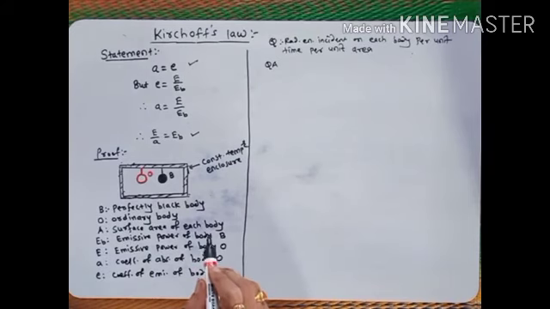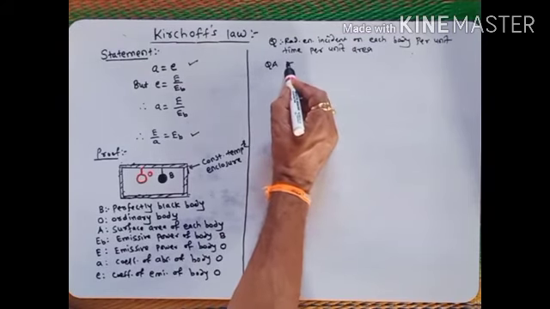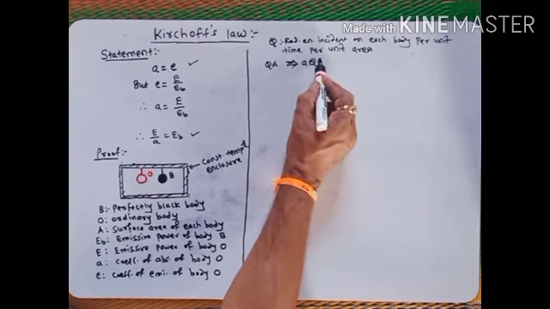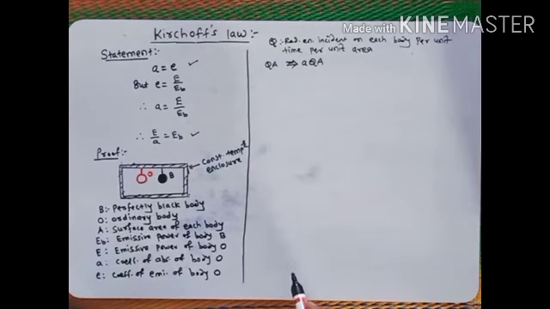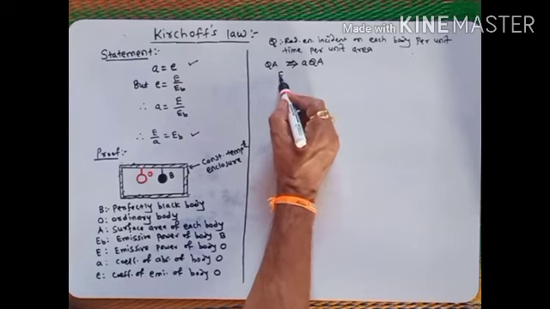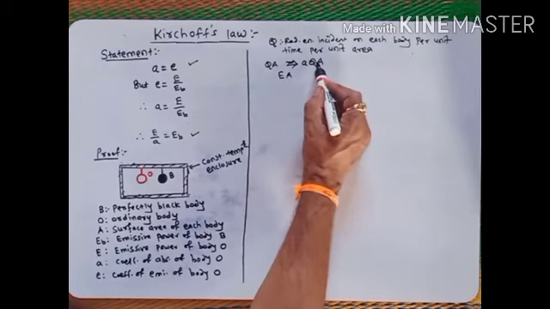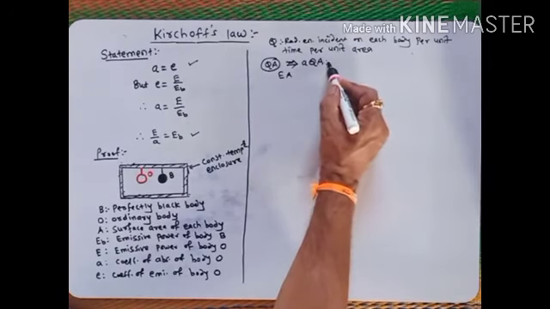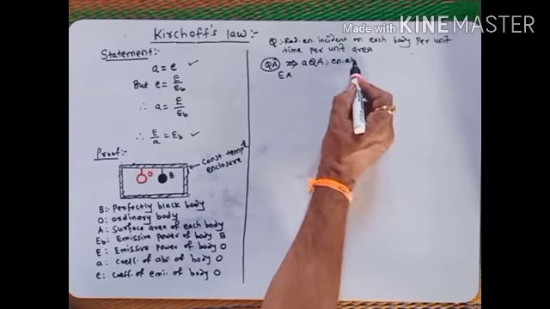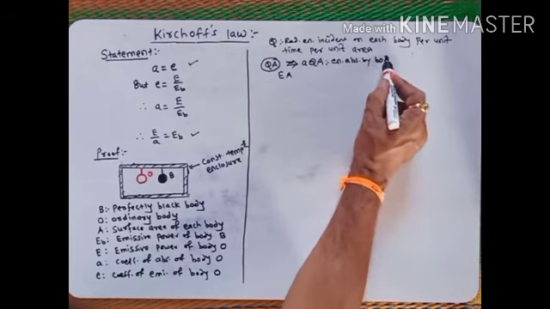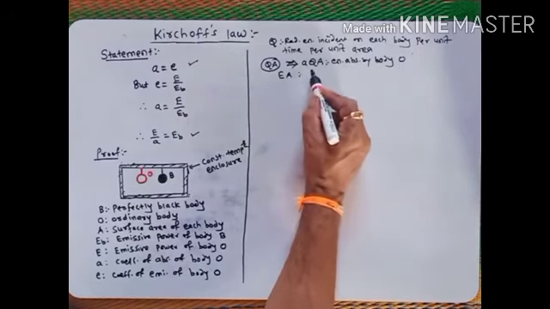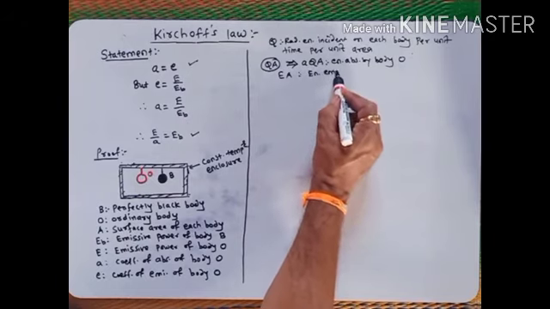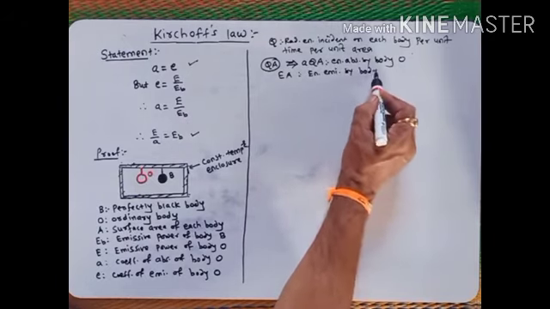Out of this total energy QA incident on body O, it absorbs a into QA amount of energy, and it also emits E into A. So aQA is the energy absorbed by body O, and EA is the energy emitted by body O.